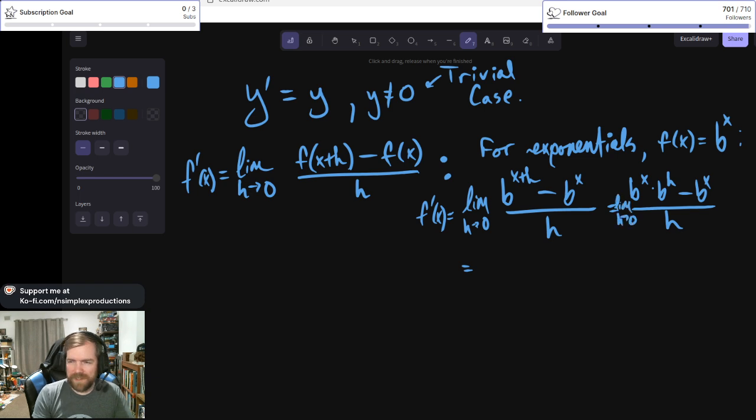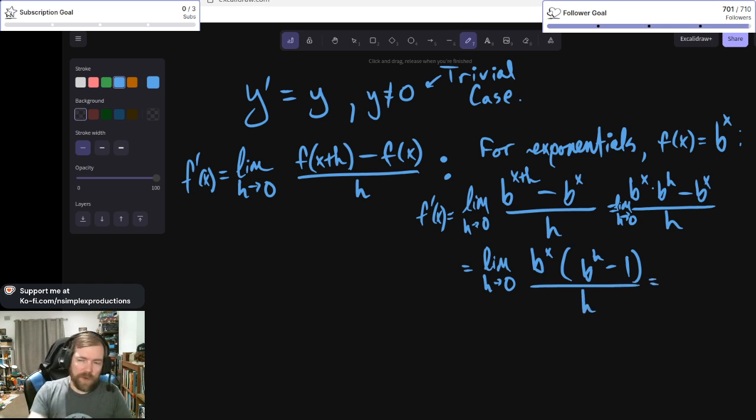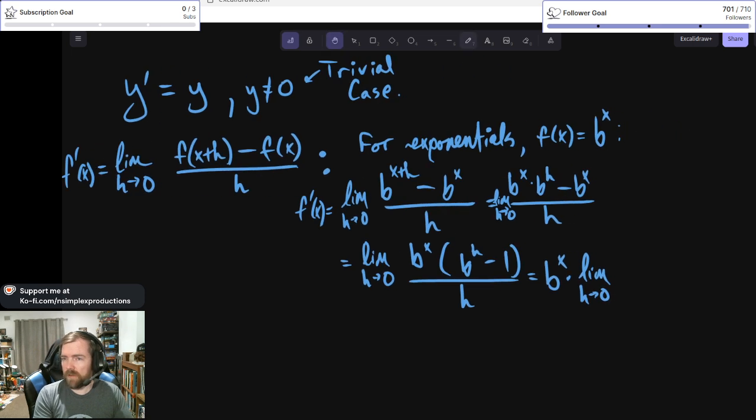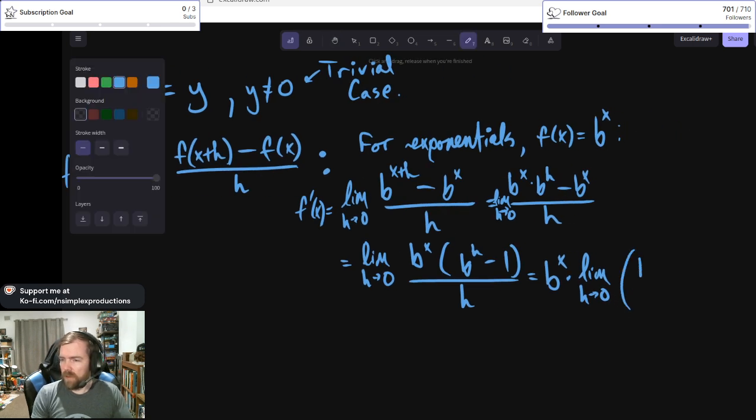It's not the same if it doesn't have the limit. And then we take the limit of h going to 0 of b to the x, and then left with b to the h minus 1 all over h. It is then possible, because b to the x has no h in it whatsoever, it could just move outside. So b to the x times the limit as h approaches 0 of b to the h minus 1 over h.